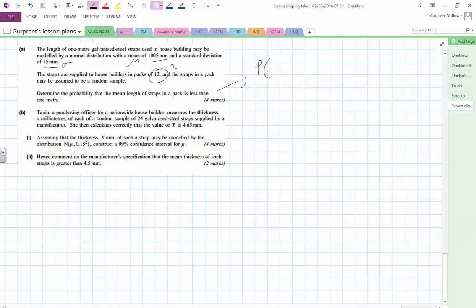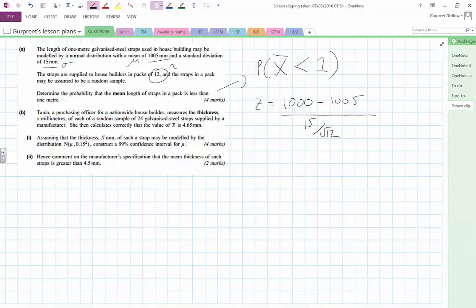So if we look at this one, the probability that x bar is less than 1 meter. Because we're looking at the sample mean distribution, when we come to standardize, we take it away from the mean. Now, 1 meter, simple thing, is 1,000 millimeters, minus the mean, all over. Now, here's where a lot of you lost some marks. It's over the standard error. It's over 15 over root 12 because, as previously stated, it's a sample. So there's lots of method marks for realizing that that's what you should do. And once you do that, do the probability that z is less than that.